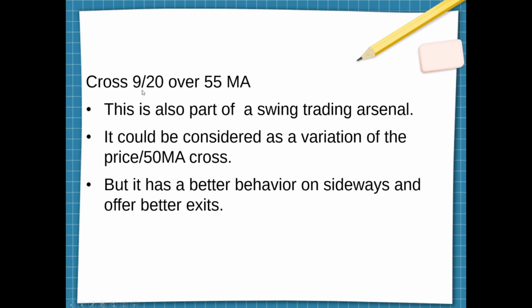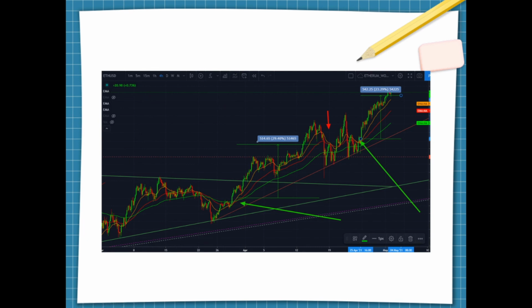Now the cross 20 over 50. This is a little bit closer to day traders than swing traders, but it's also part of swing trading; it's in between swing and day trading. It could be considered as a variation of the price 50 over cross, but it has better behavior on sideways markets and offers better exits. It's a set of three, so you have the 20, 50 and 99, as you can see.